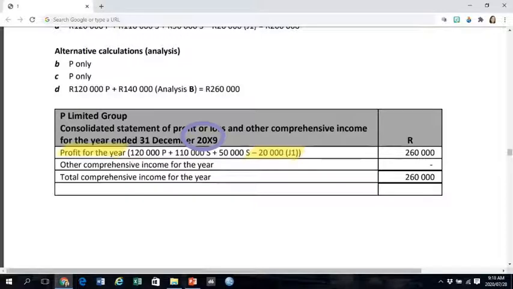In this example, the line item in the trial balance given was only profit for the year. Typically, you would adjust that 20,000 Rand in the line item where the subsidiary recognized the starting point amount being the 50,000 Rand. In this example, if you had to do a detailed statement of profit and loss, the 20,000 Rand adjustment would have been next to the line item other income.